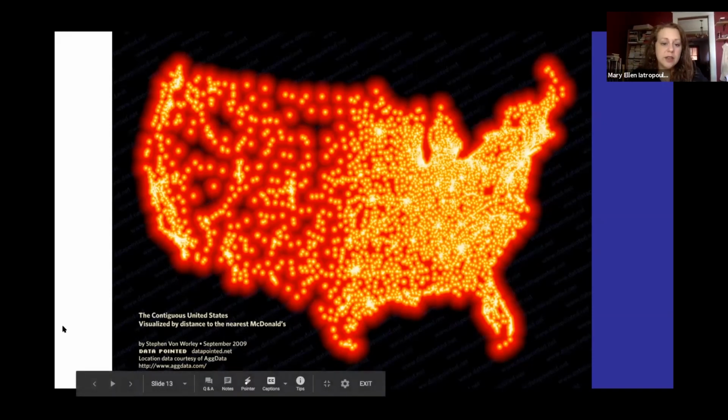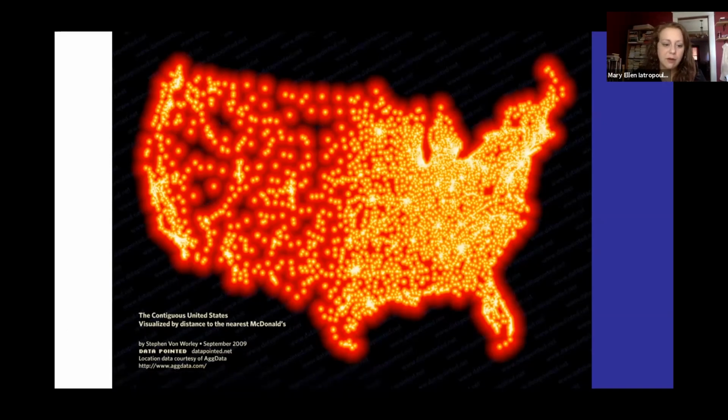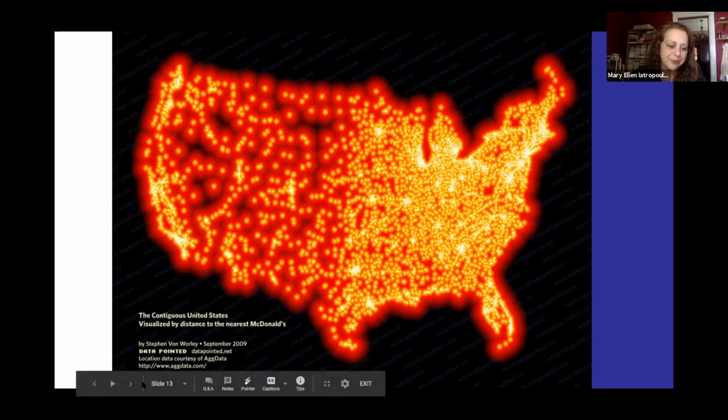But again, using concentration of color and a gradient to indicate information. That is what we have when we have a choropleth.